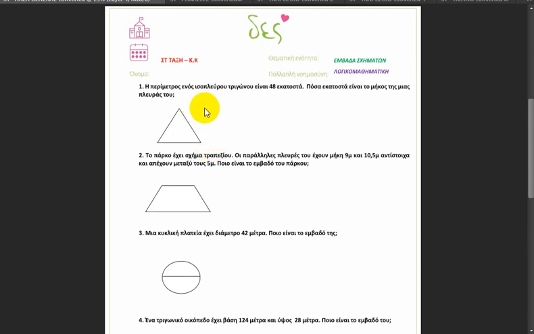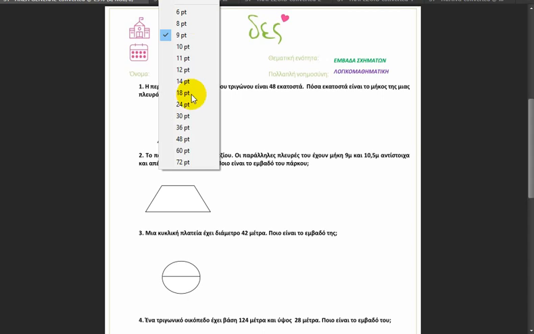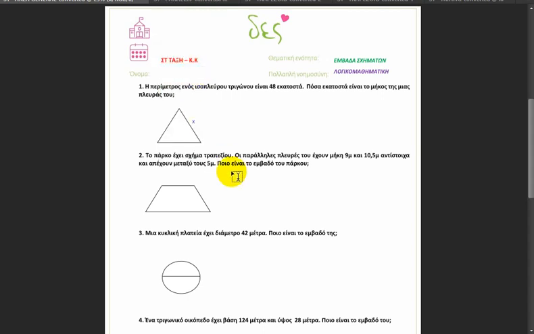Problem number 1 gives us the perimeter of an equilateral triangle, meaning that we know that all of its sides need to be equal, they need to be the same. The perimeter is 48 centimeters, and then it asks how many centimeters one side is. Okay, well, here's the thing, all the sides are the same, so I don't know how much they are. So I'm going to call them x because they are an unknown, right?